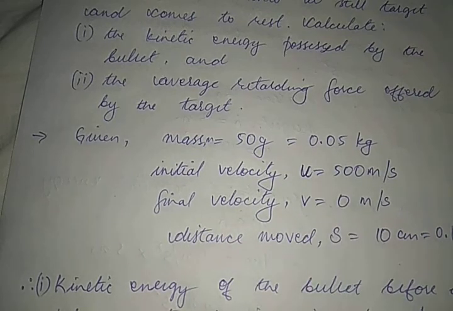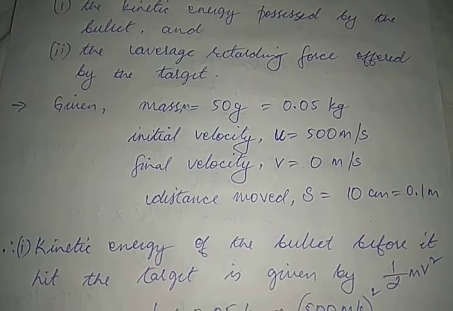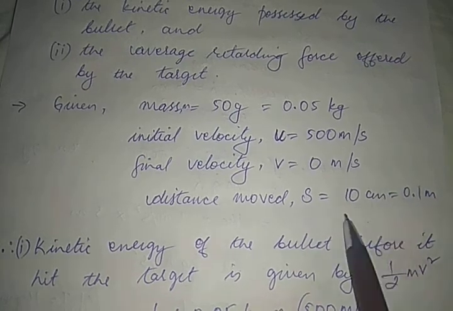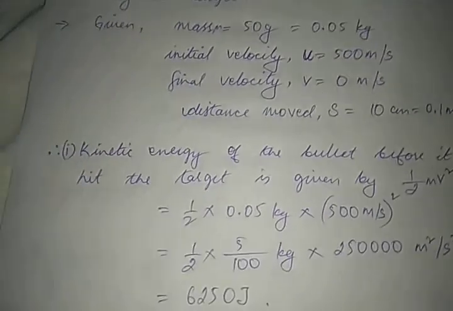Final velocity v, of course, is 0, because the body eventually comes to rest. The bullet eventually comes to rest. And the distance moved inside the target is 10 centimeters. Again, I'm converting it to the same system of units, which is 0.1 meters.